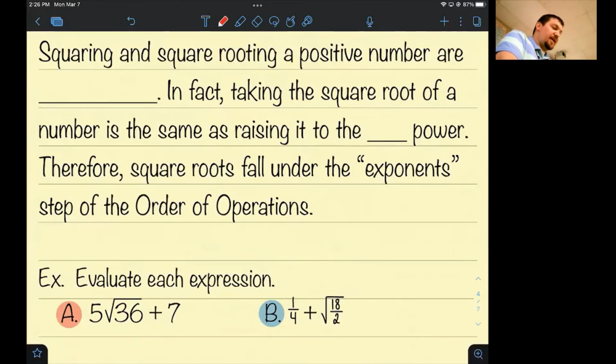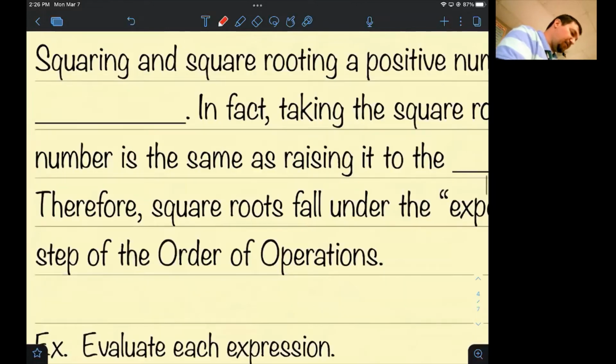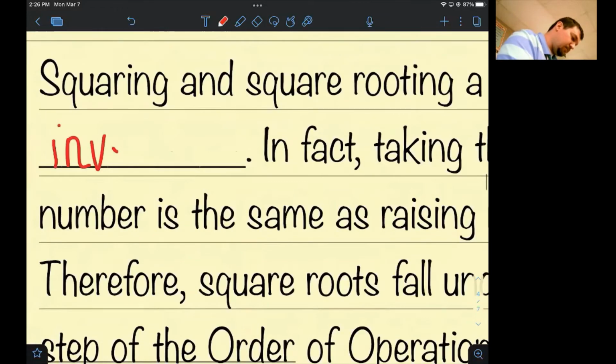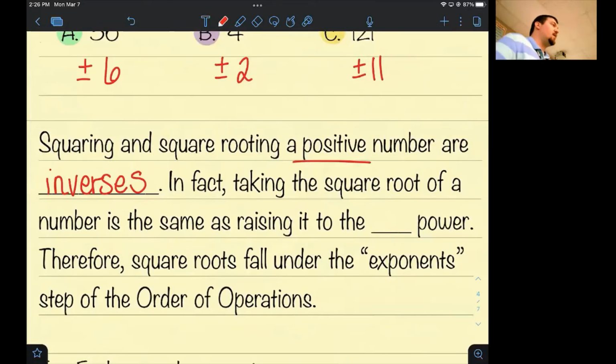Squaring and square rooting a positive number, there's the key, can't do a negative number, are inverses. In fact, taking the square root of a number is the same as raising it to the 1/2 power. Try doing that in your calculator. You know the square root of 64 is 8. Try doing 64 to the 0.5 power.